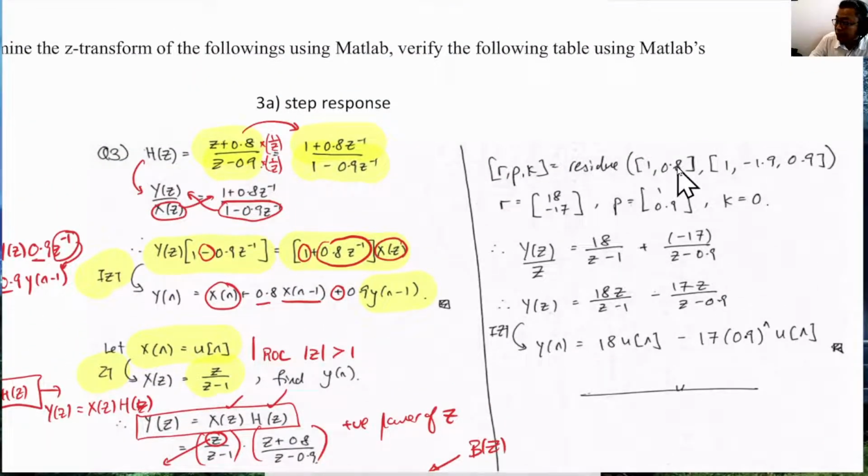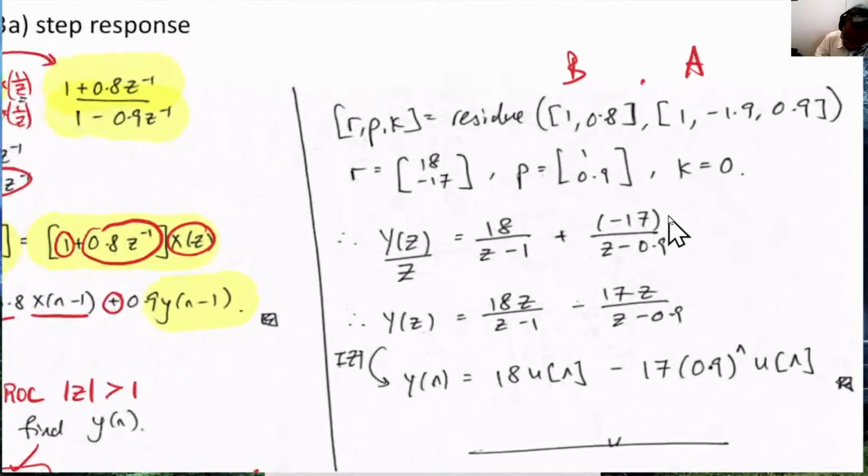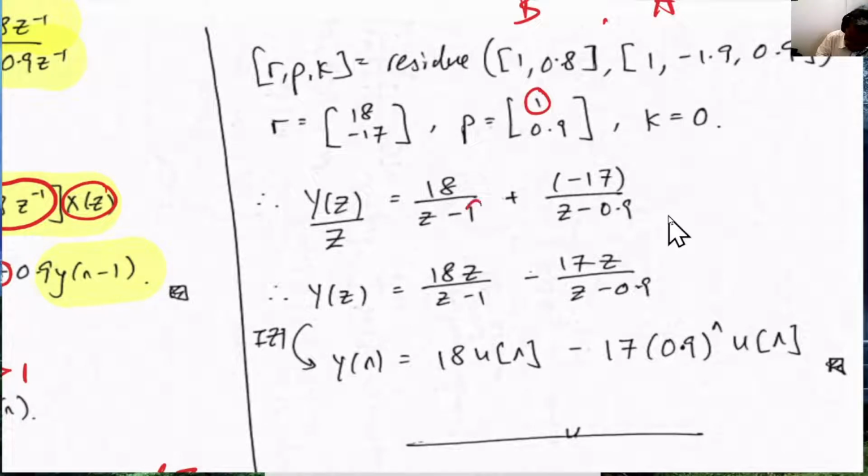So we use residue of B and A, the two arrays, to get R, P, K, and we get it in this form. 18 and minus 17 for R. P is 1 and 0.9. So what does P mean? So this becomes P.